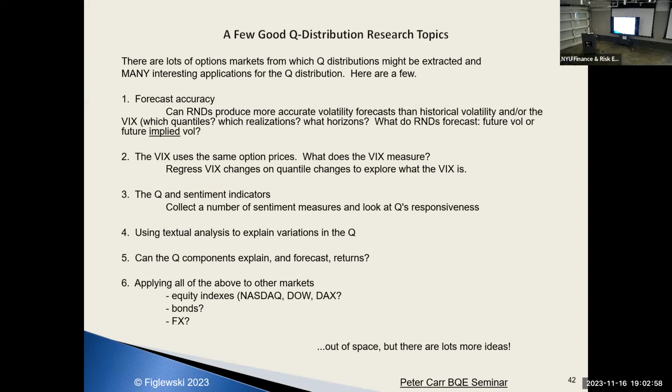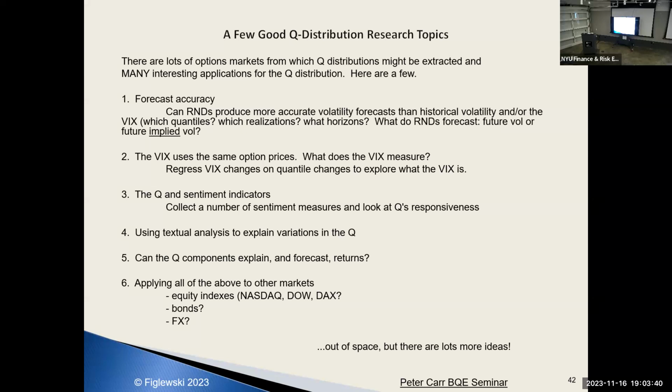One thing you could look at is, can the Q distribution forecast volatility as well as the VIX? What do we learn? And does it forecast actual volatility, you know, the jiggles of the S&P index, or does it forecast future implied volatility, which I think is more likely. It should also be predicting not just how volatile the stock is, but also how volatile emotions are. The VIX index uses the same option prices, but compresses them all into a single number. And a problem I've always had with the VIX is I'm not clear on what that number actually is.